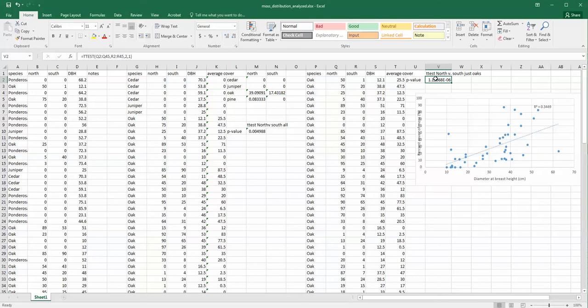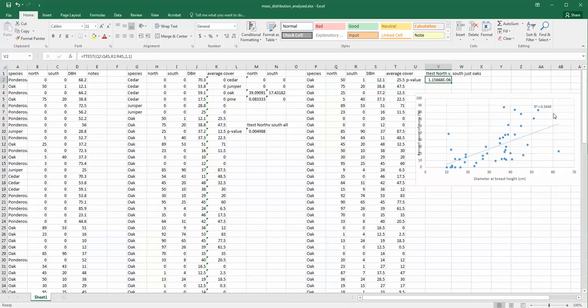Okay, finally, the other analysis that we did was to make a scatter plot of the percent cover of moss by the diameter of the tree, and this is just for the oaks. So this is what that relationship looks like. And this is the R squared. So what we see here is as diameter increases, so does the percent cover of moss.